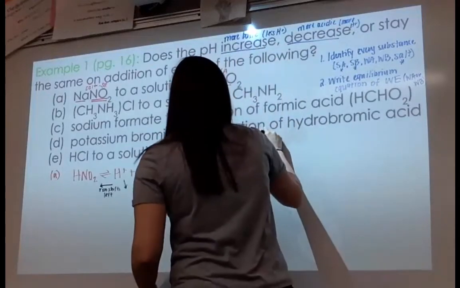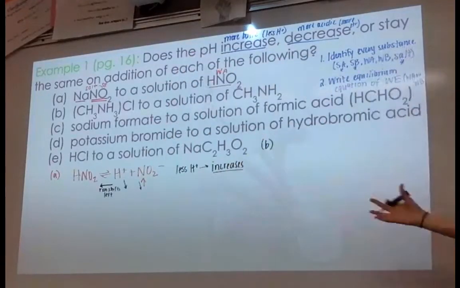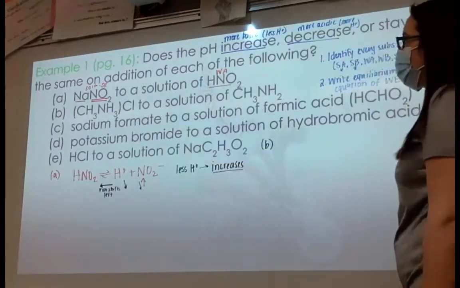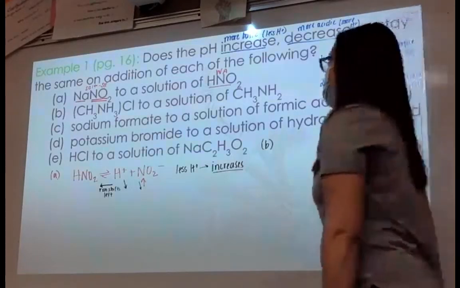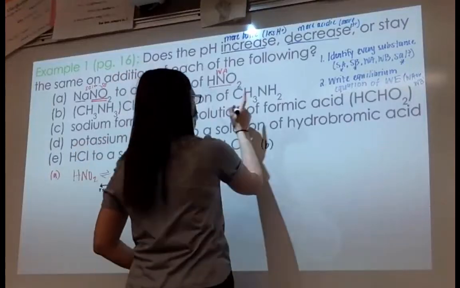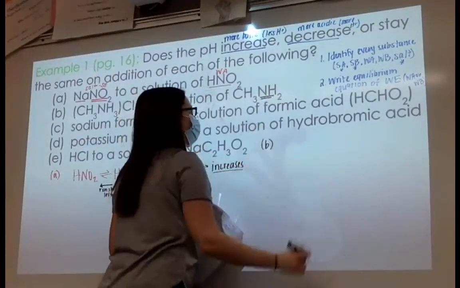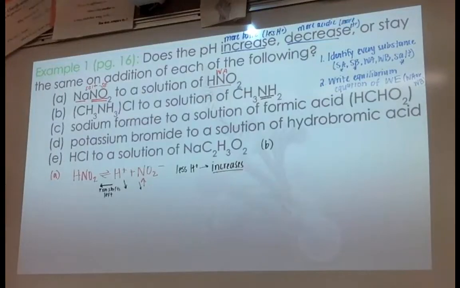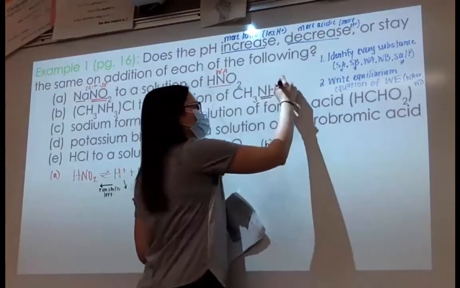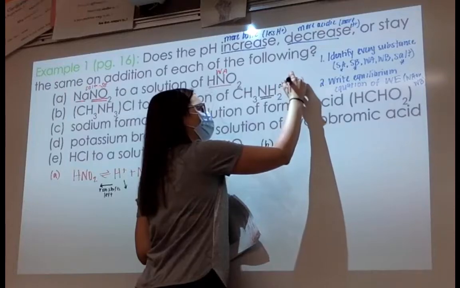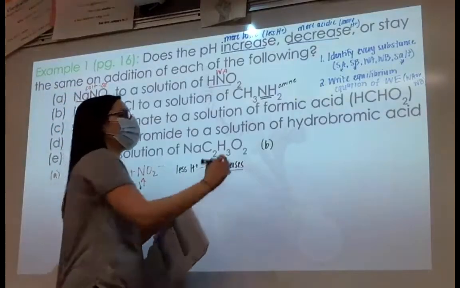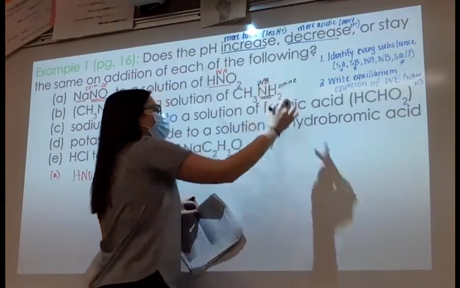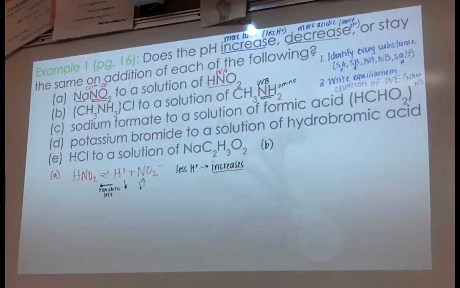So if we take a look at B, let me go back and forth on the screen. Part B, we have CH3NH3Cl. It's added to a solution of CH3NH2. So I'm going to skip this first part for now. I'm just going to come to this second part. We have NH2 at the end. Remember that NH2 group is called an amine, A-M-I-N-E. An amine is a weak base.